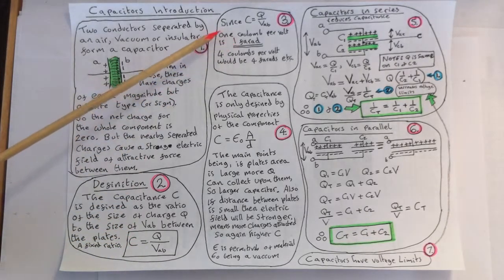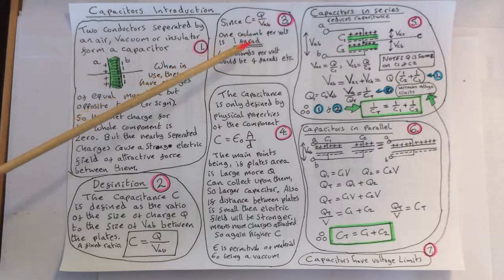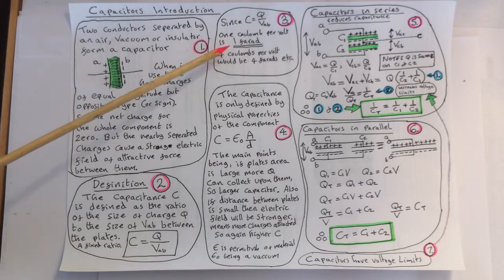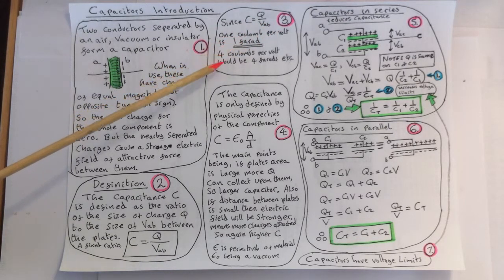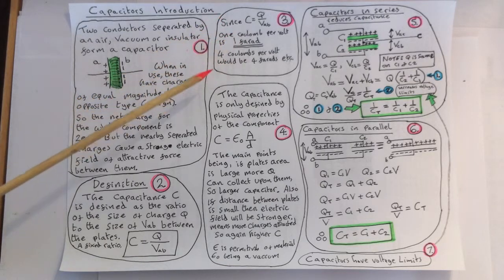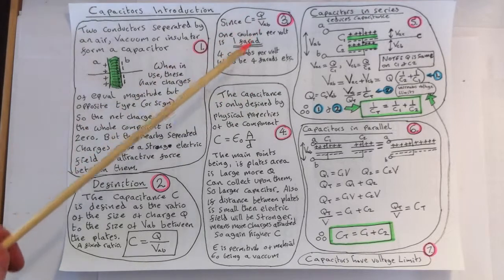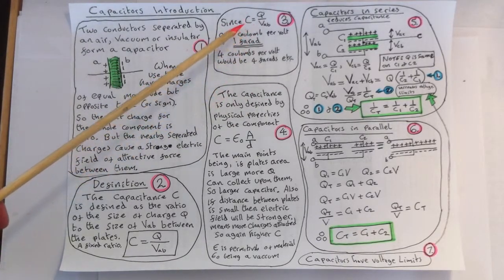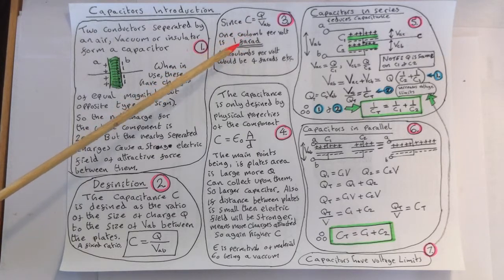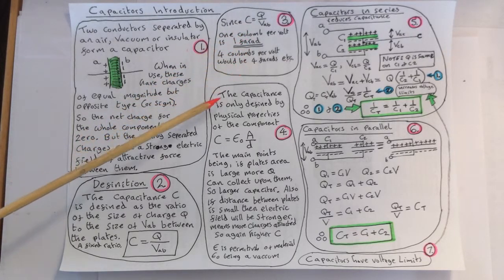So if we look at block 3, it says since C equals coulombs over voltage, 1 coulomb per volt is defined as 1 farad. So that means that 4 coulombs per volt would be 4 farads. So we've got a new unit here called the farad, and this is a measure of the capacity of how much charge you can get on a capacitor.